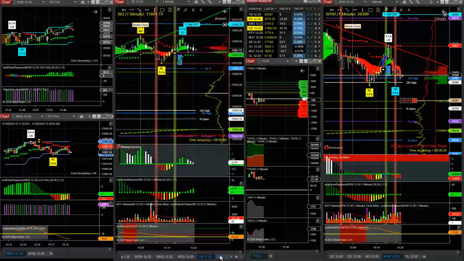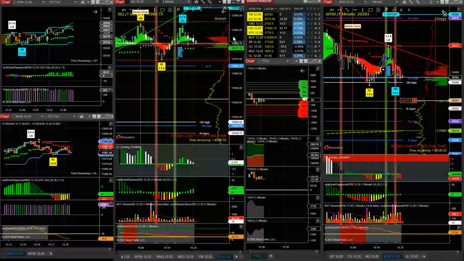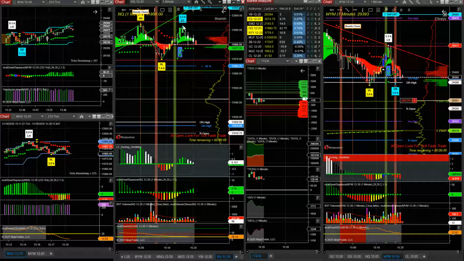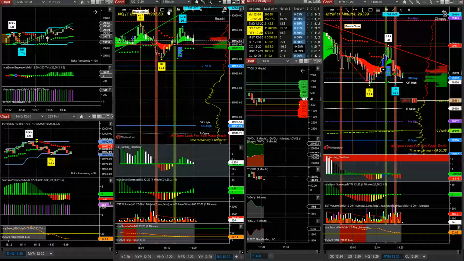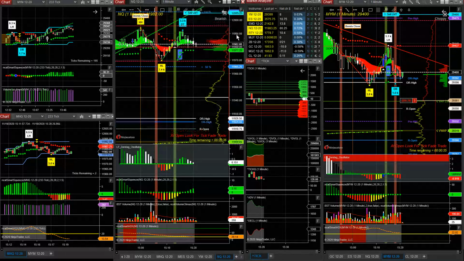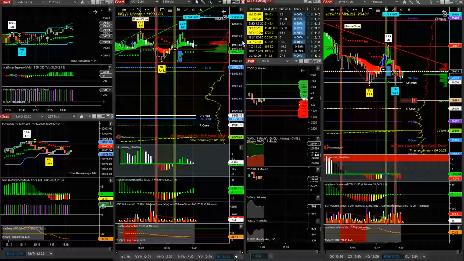Look at NQ, still in an uptrend. Possibility, momentum is shifting, and we could get a trade to the downside. Let's see if we can catch an entry here. Come back up here would be nice, like somewhere here. Give us a little edge.